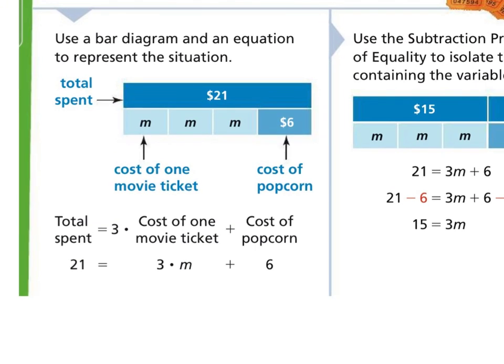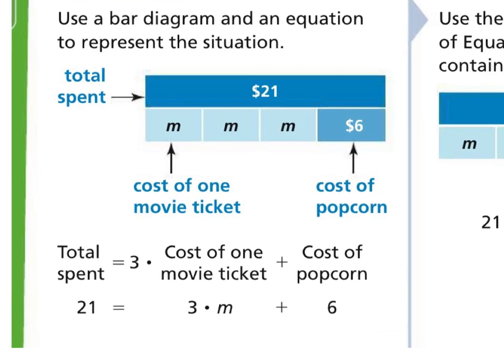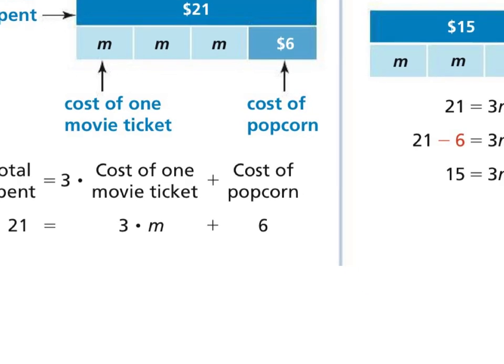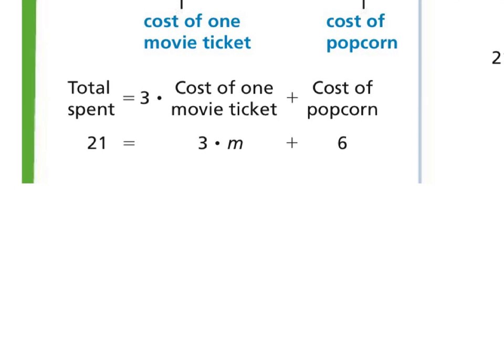And so we could draw a bar diagram to start with here. Total spent was $21. We have 3 movie tickets. M for movie ticket or T for ticket, whatever variable you want to use there. We should probably define our variable. Anyway, so the equation, we could have 21 equals 3 times M plus 6. Or you could switch that around. You could put 3M plus 6 equals 21, which would be the same thing.